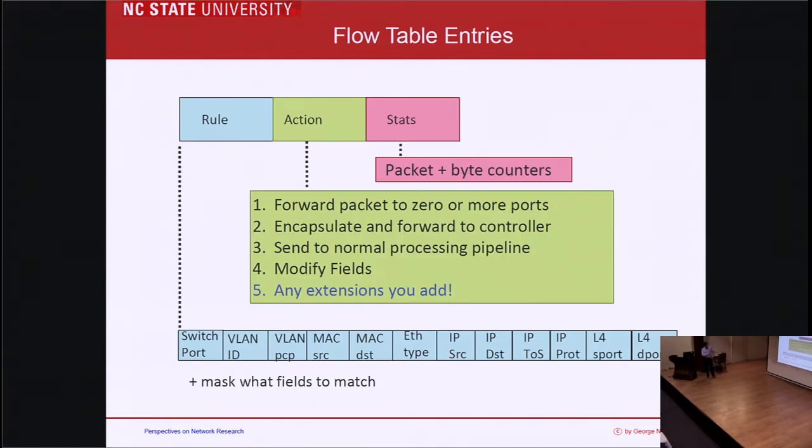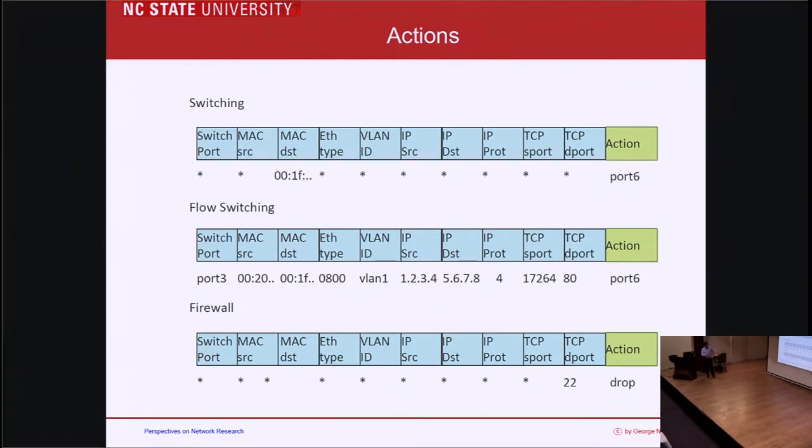So you have things like a rule, an action, and statistics. Okay, and the action can be forward the packets, encapsulate and forward it, send it to processing pipeline, modify fields, and any other extensions that you add. And so you could do things like this. If you want to just do switching, you say match the destination MAC, and if it matches, then send it to port 6. That's typical switching.